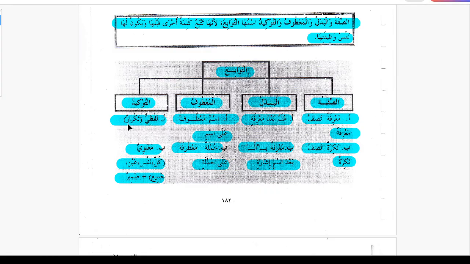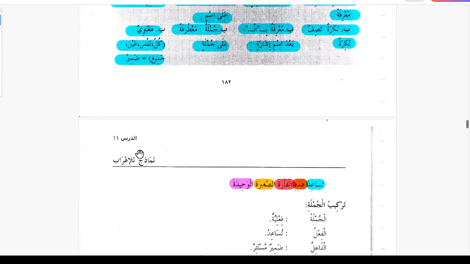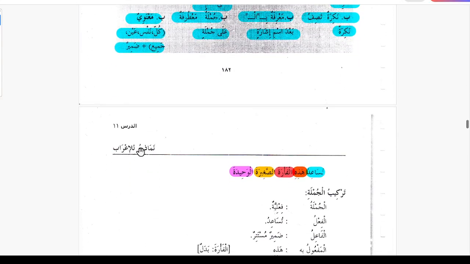At-tuqid, we have just studied this. The emphasis can be with the repetition of the word, called lafzi, and it can be emphasis by using other words plus the pronoun that refers to the muakkad, which is called manwi. So that is all the concept, and we go through some examples and do the i'rab.